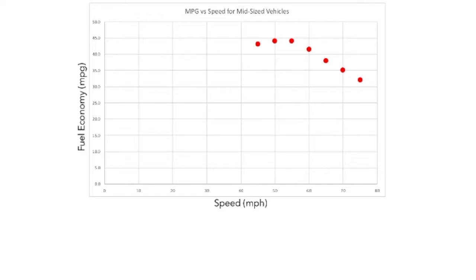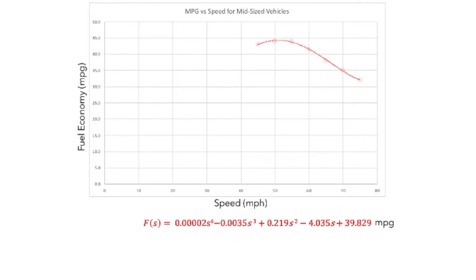To get a better sense of the pattern in the data, we can add a trend line. And we can also find a formula for this trend line. This shows the equation for the function f of s, fuel economy as a function of speed, measuring fuel economy in miles per gallon. Let's temporarily remove the data points from the graph and just look at the graph of the function.